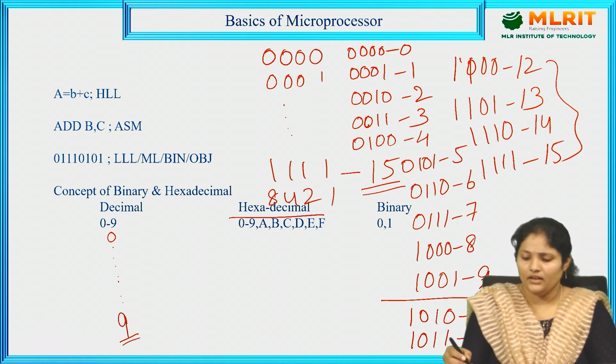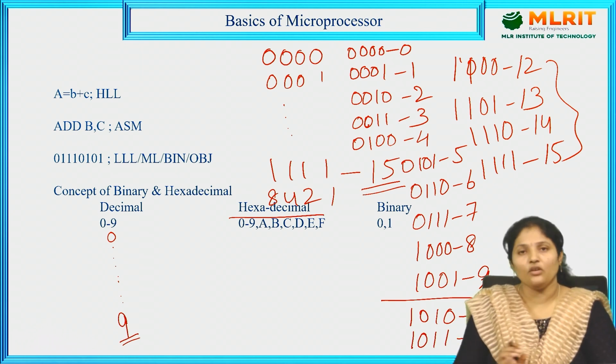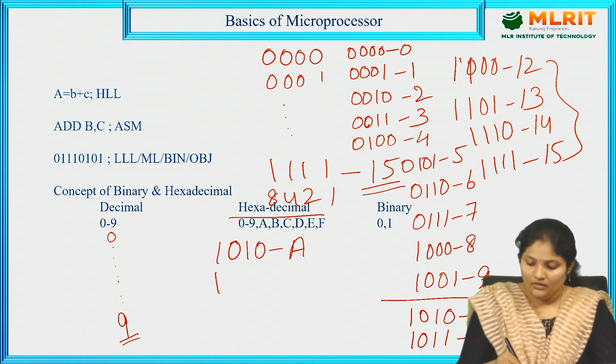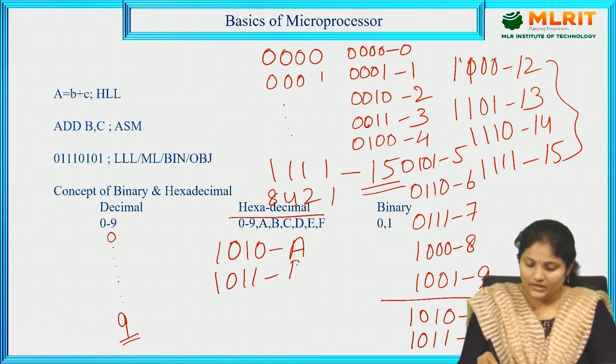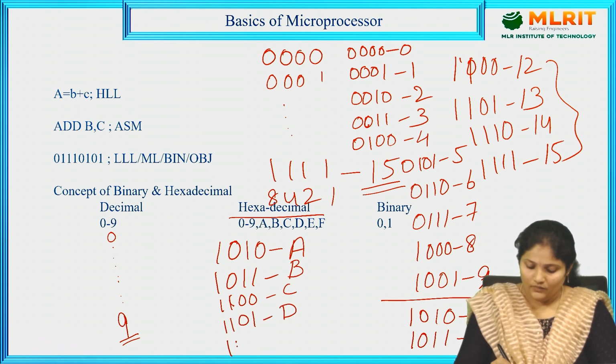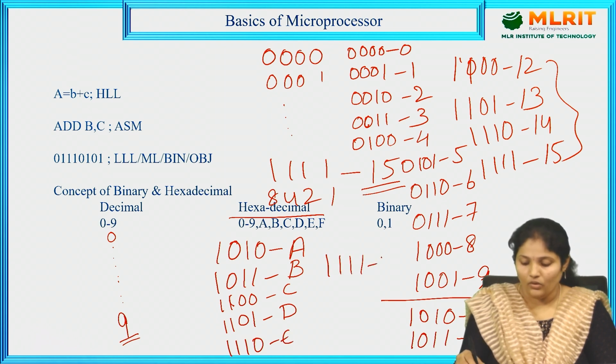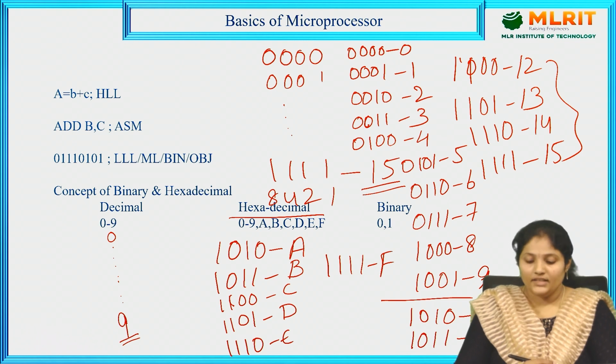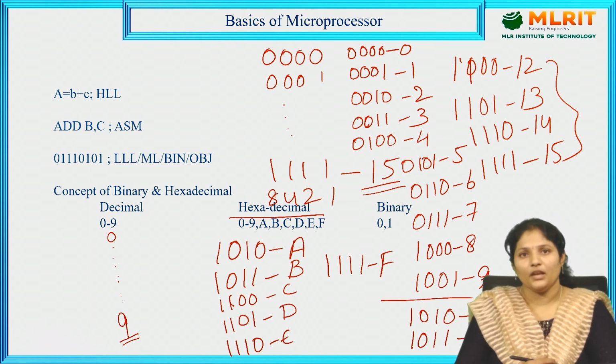Until 9, the regular combinations will work. The leftover combinations will be represented with letters. 1010 will be represented with A, 1011 will be represented with B, 1100 will be C, 1101 D, 1110 E, and the final one, 1111, all ones, will be F. Okay, that's why the hexadecimal number system came into the picture.